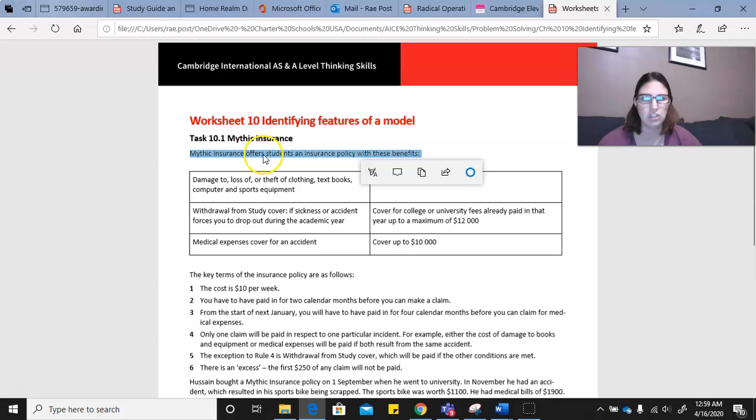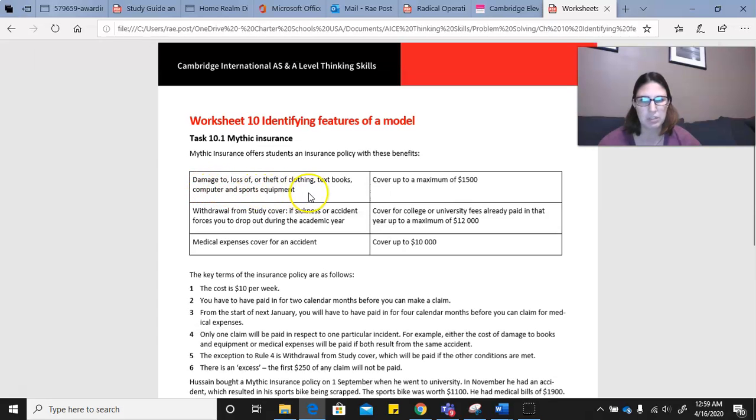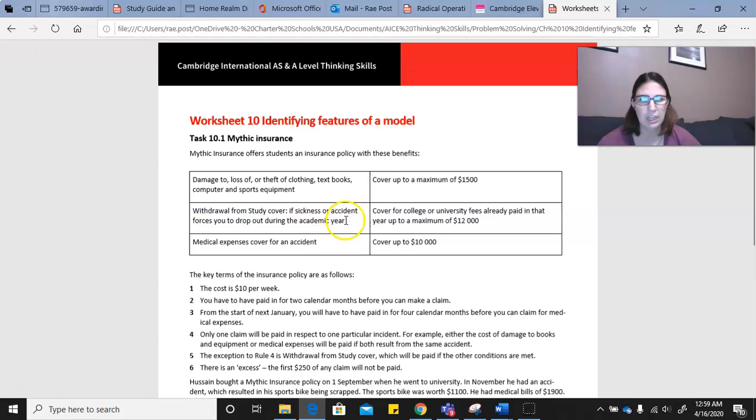It says Mythic Insurance offers students an insurance policy with these benefits. So there are three different situations. The first benefit is damage to, loss of, or theft of clothing, textbooks, computer, and sports equipment, and that covers up to $1,500. So these are different insurance policies for students. The second one is withdrawal from study. If you get sick or there's an accident and you have to drop out, they will cover your college or university fees already paid, up to $12,000.